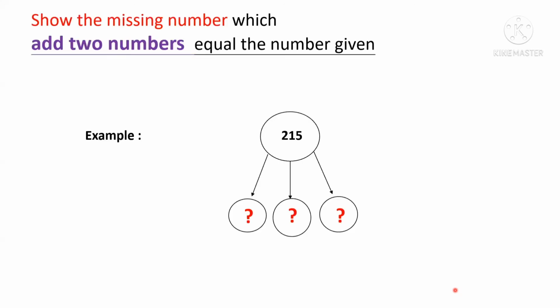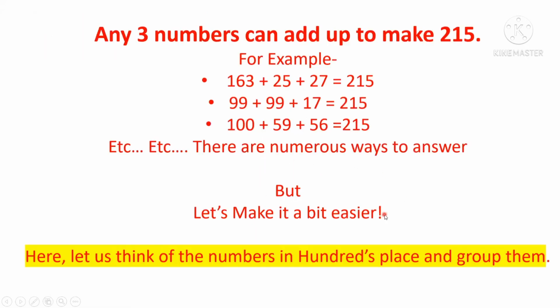Okay? Show the missing numbers here. Add 2 numbers equal the number given. For example here, 215. Let's distribute it in 3 groups. How can we distribute? How can we divide these 215 into 3 groups? Well, there are many ways. There are numerous ways you can make 215. Like for example, you can add 163 plus 25 plus 27. The answer will be 215. 99 plus 99 plus 17 equals 215 as well. 100 plus 59 plus 56 is 215 as well.